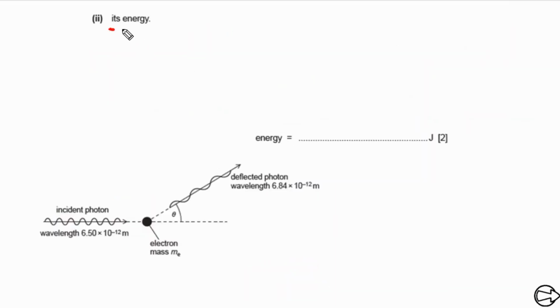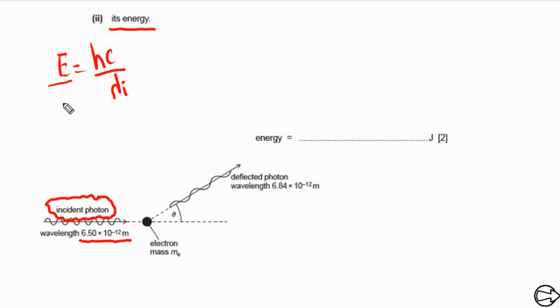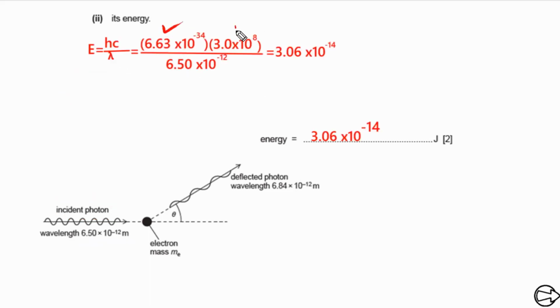For this part, we need to calculate the energy of the incident photon. Its wavelength is given to us and energy is simply equal to hc over lambda. This is lambda of the incident photon, h is Planck's constant, and c is also a constant. We simply need to plug in the values of these quantities and we can calculate the energy of the incident photon. Quite straightforward. If we plug in the values of h and c and lambda for the incident photon, then this is the energy of the incident photon.